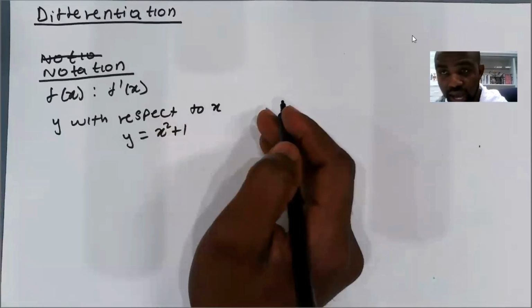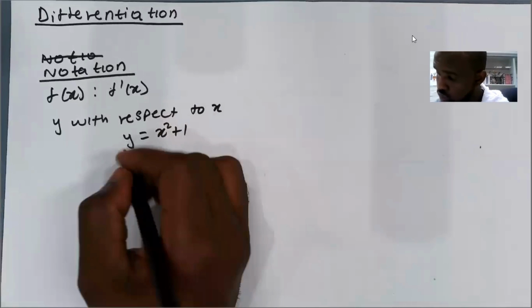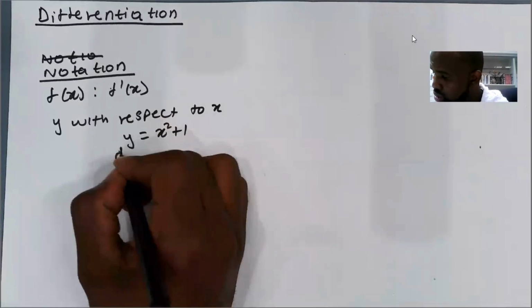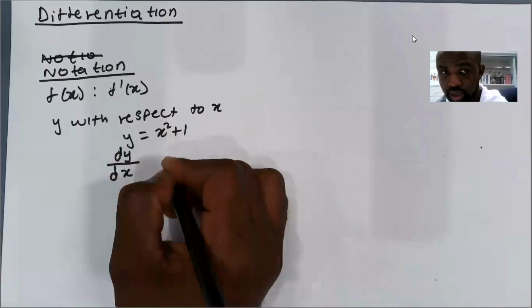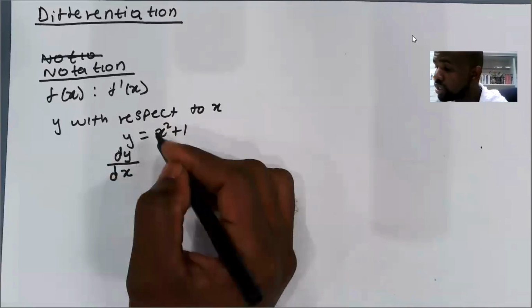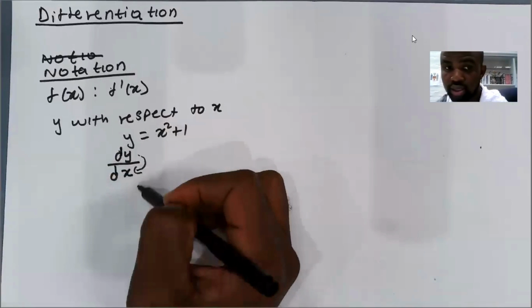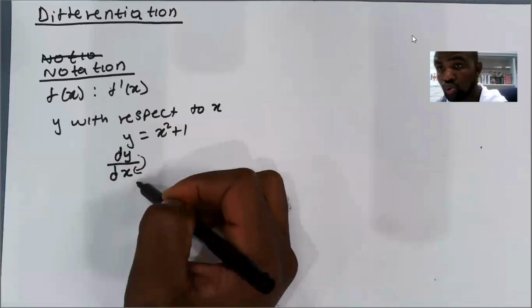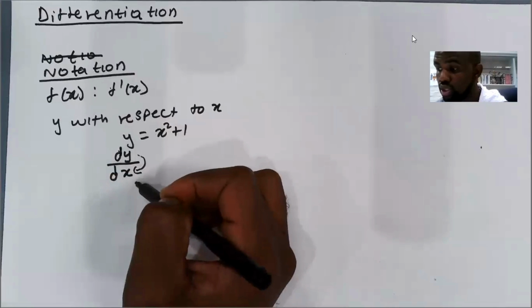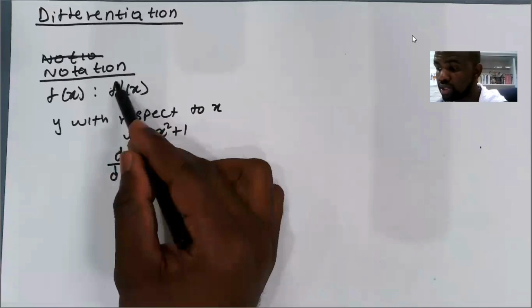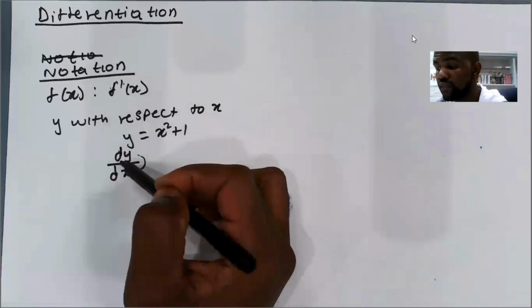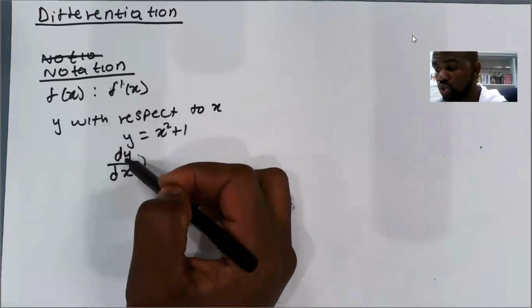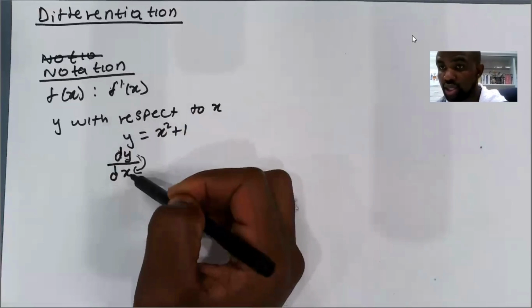So how do we derive this? We say dy over dx. We derive y with respect to x. So I hope you see the two differences. Here we take f prime x, but here we are saying dy over dx, meaning we're deriving y with respect to x. These are notations that we use depending on what we are given.